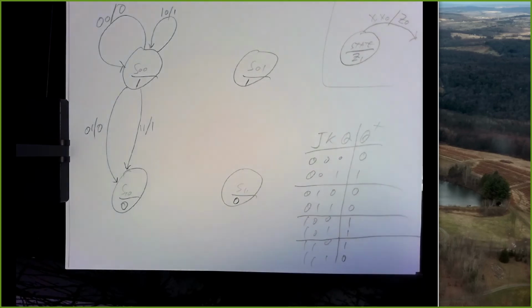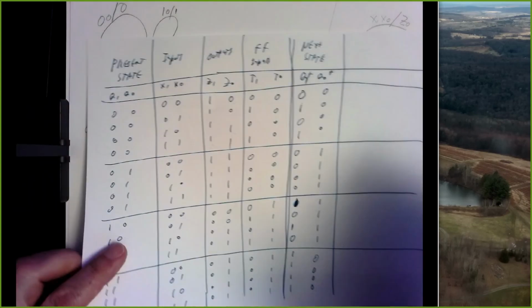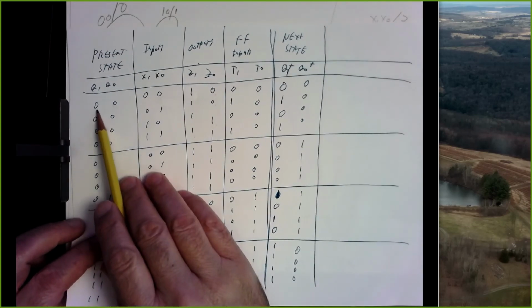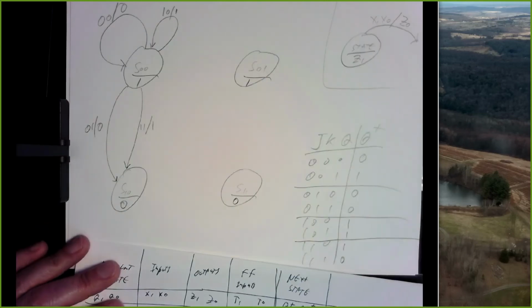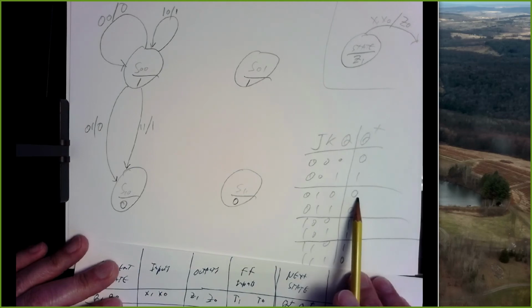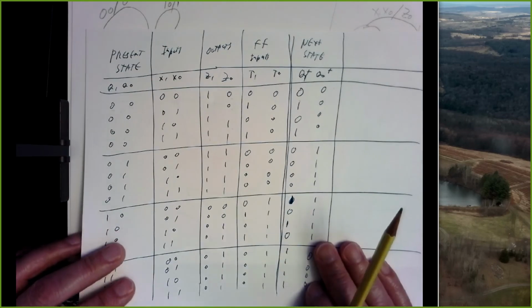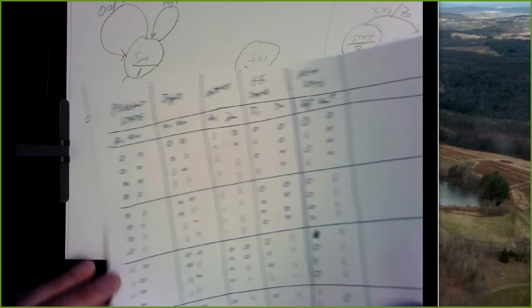So when you fill out this state table, if you see your current value is a 0, and J is a 0, and K is a 1, well, if J is 0, K is 1, current value is 0, the new value of the flip-flop is a 0. And so it's the exact same process, but these tables get wider.